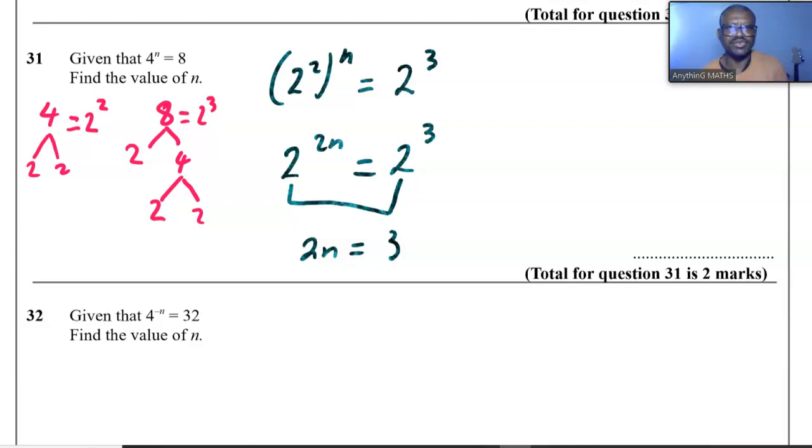Divide both sides by 2. So 2n divided by 2. These 2 will cancel. We're going to have n should be equal to 3 over 2. Please don't try to convert your answer into decimals. I've seen a lot of students doing that. It's a waste of time. You're not going to get any special mark for it. Just move on to the next question to save some of your time in the examination.